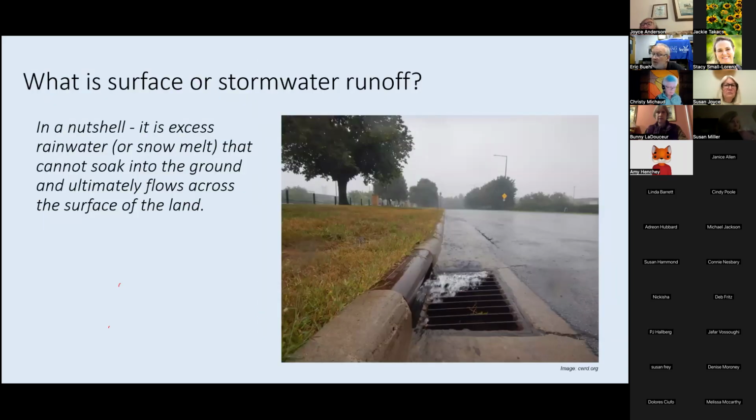So surface or stormwater runoff is just as it kind of describes itself, that it's excess rainwater, snow melt, ice, any type of precipitation that's hit the ground that either cannot or will no longer soak into the ground because the ground is saturated. And what happens is it just begins to flow across the surface of the land. And along the way, it's going to pick up sediment. It's going to pick up nitrogen, phosphorus. It's going to pick up oils and greases, metals, things like that. And that's why we're genuinely concerned about controlling stormwater runoff wherever possible, although it is part of a natural process.